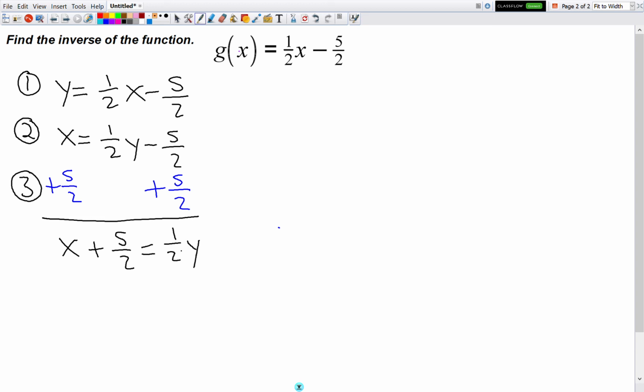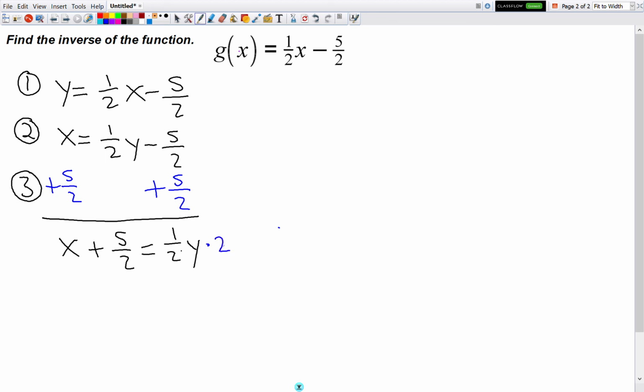Now here's the part where students say, oh yeah, since 1/2 is multiplied to the y, let's divide by 1/2. You could do that, but then you'd have the left side divided by 1/2, which visually will not look very pleasant. So I don't suggest we divide by 1/2. I suggest we just multiply both sides by 2. Then the fractions on the right side would just cancel out.